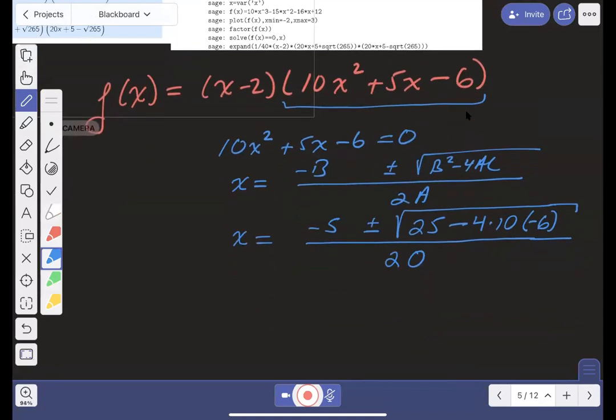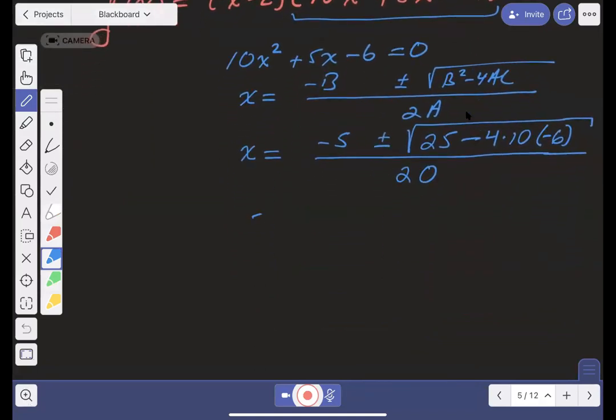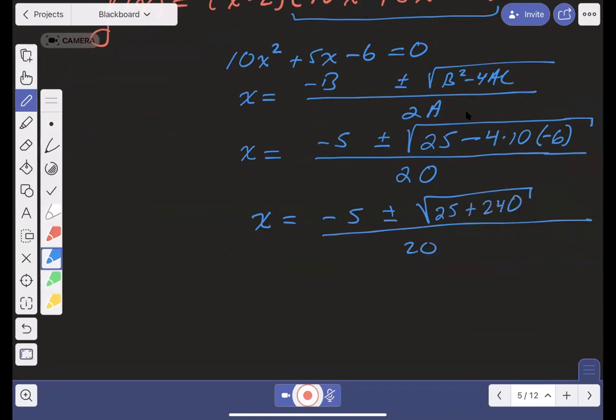All right, I'm going to keep moving through it. I know it's tough, but I want to move through it. Minus 5 plus or minus the square root of, this is 20. I know from math 100 this is a tough part. And what do you get over there? Well, let's see. It's 25 plus something now, right? 240. All right, let's write this down.